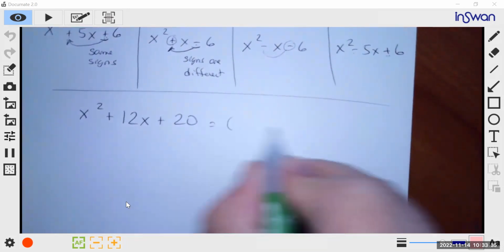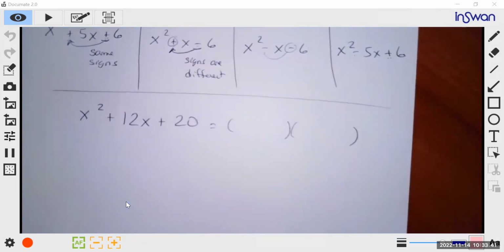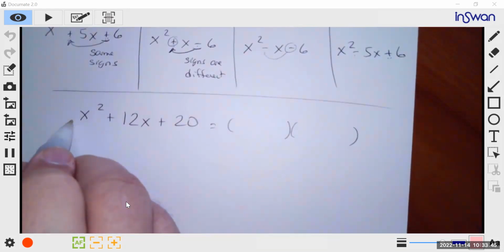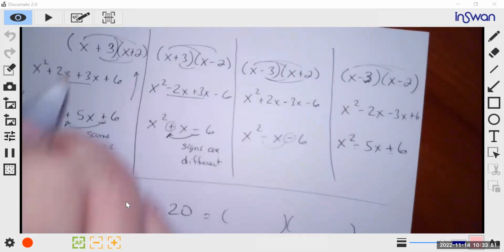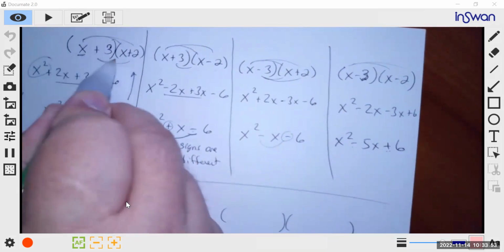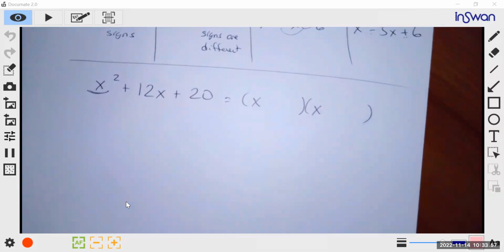So what we're going to do, we're going to factor out this equation. First step, where does x squared come from? Yeah, x squared comes from this times this. So we know that the first numbers have to be x.